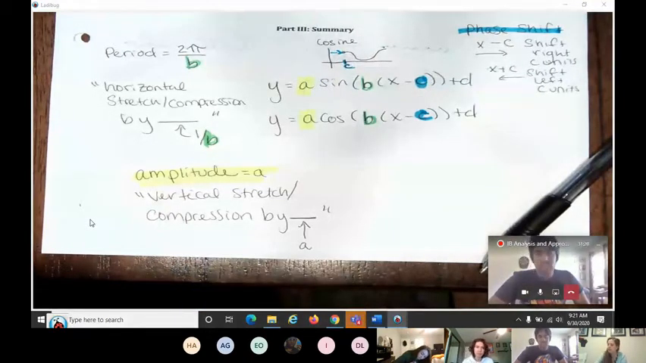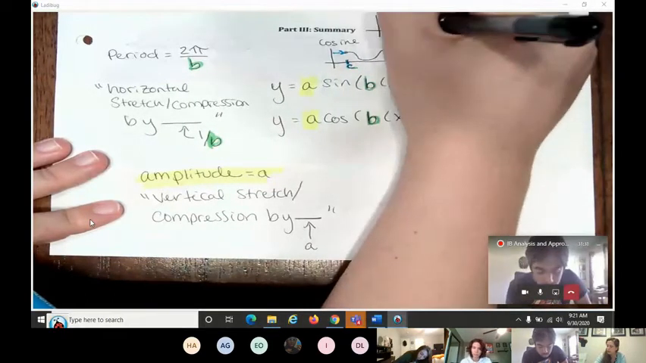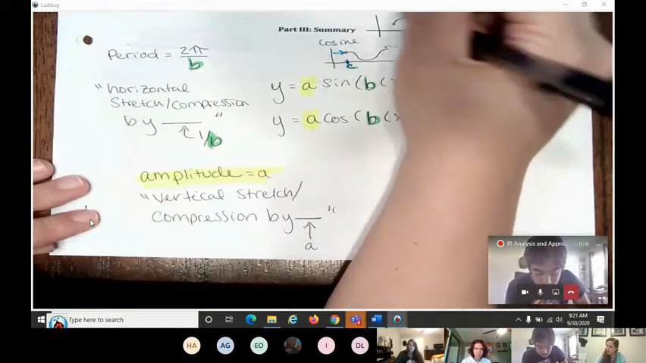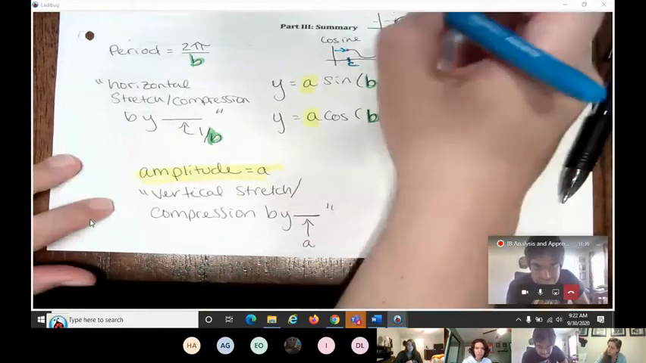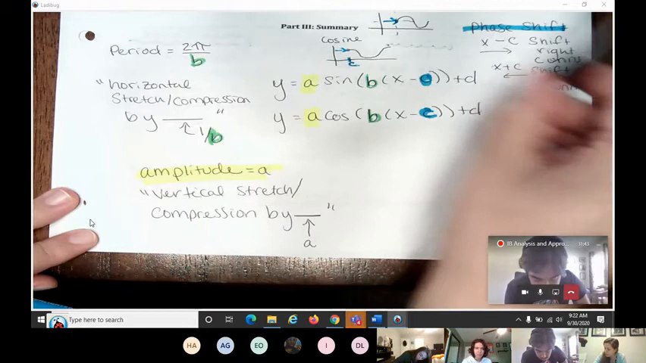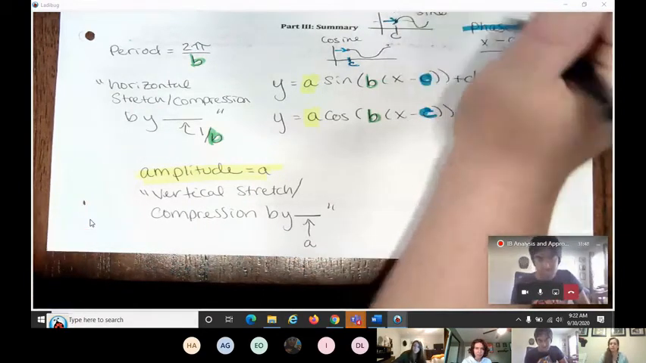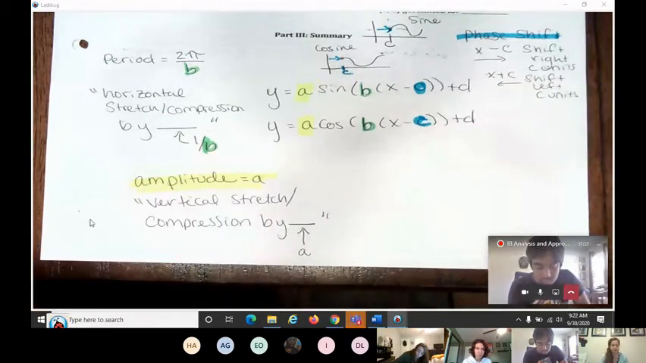Similarly with a sine function, sine starts at a midline. Our phase shift moved us this far, at this c value. This is our sine function. Oops, I'm sorry. Okay, so questions on phase shift?